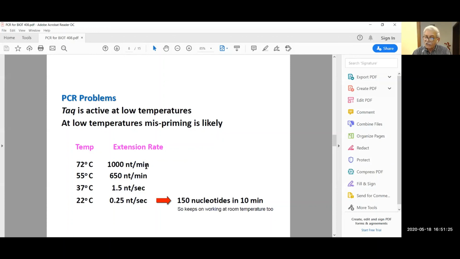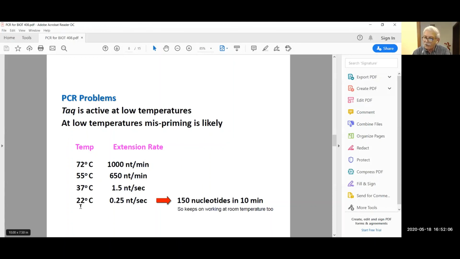At 72. If you come down to 55 degrees centigrade, the Taq polymerase does not stop incorporation of nucleotides. It keeps on incorporating the nucleotides, but at a slower rate. The rate goes down to 650 nucleotides per minute. Now you come to 37 degrees centigrade, and the rate of incorporation of nucleotides by Taq polymerase is 1.5 nucleotides per second, or 3 nucleotides per 2 seconds. It means that even at 37 degrees centigrade, it is adding nucleotides, but the rate is very slow.